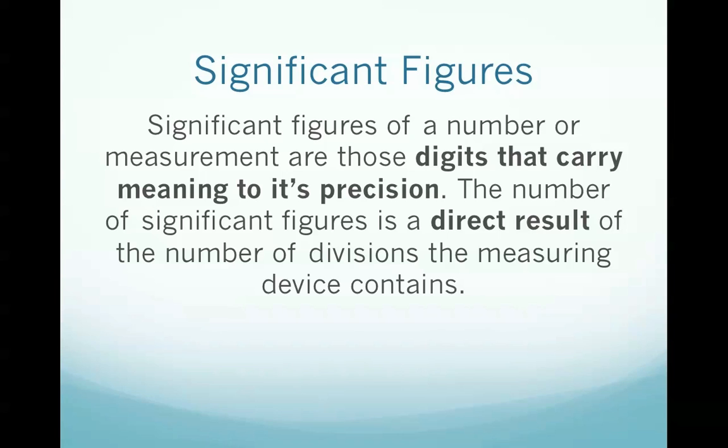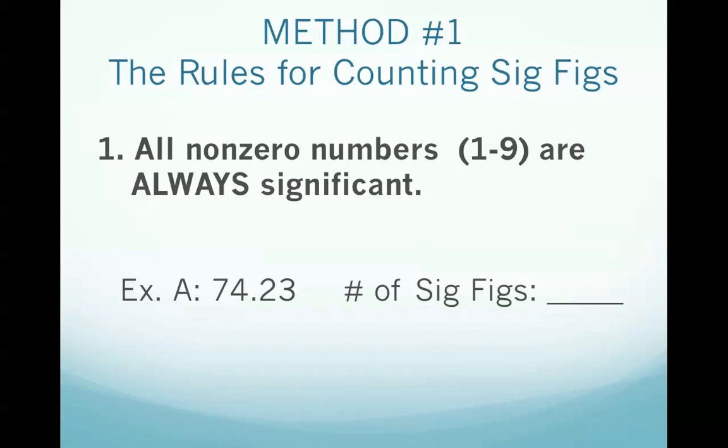Significant figures of a number or measurement are those digits that carry meaning to its precision, so they're of importance. The number of sig figs that we learned in the last lesson is a direct result of the divisions that a measuring device contains. Now I'm going to show you two methods. The first one is based on 5 rules. The second one is based on something called the Atlantic Pacific method. I want you to see both of them so that you can make the determination of which method is going to work best for you. So let's start with method number 1, which is probably the most common in terms of the 5 rules.